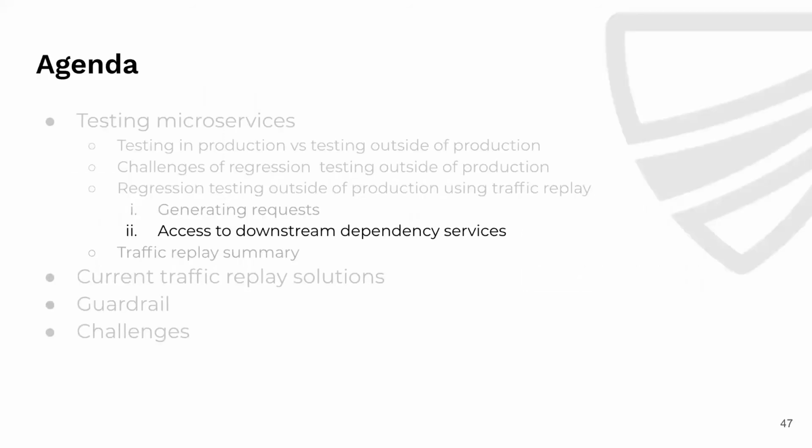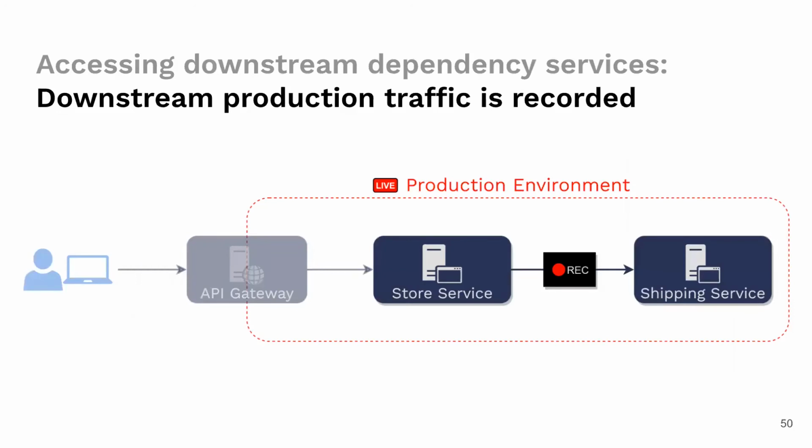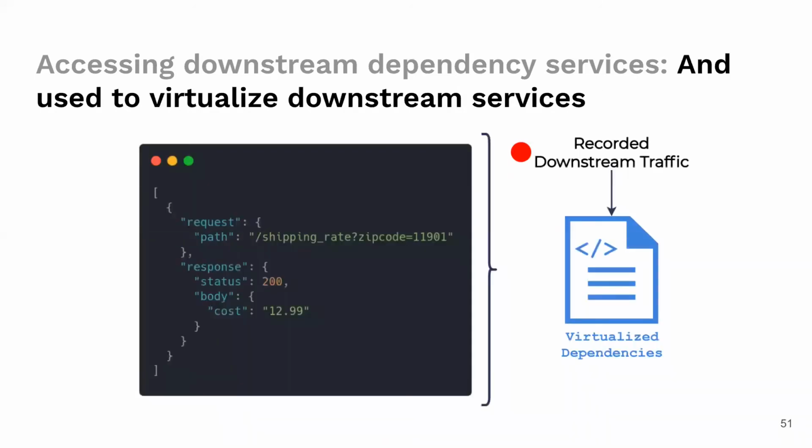Traffic replay also addresses the challenge of making downstream dependencies available to the service under test. Similar to traffic replay's approach to the first challenge, the approach here is to record downstream production traffic. That is all outgoing requests from the store service in production and all of the corresponding responses it receives from that downstream dependency. That data is then used to what is called virtualize each dependency.